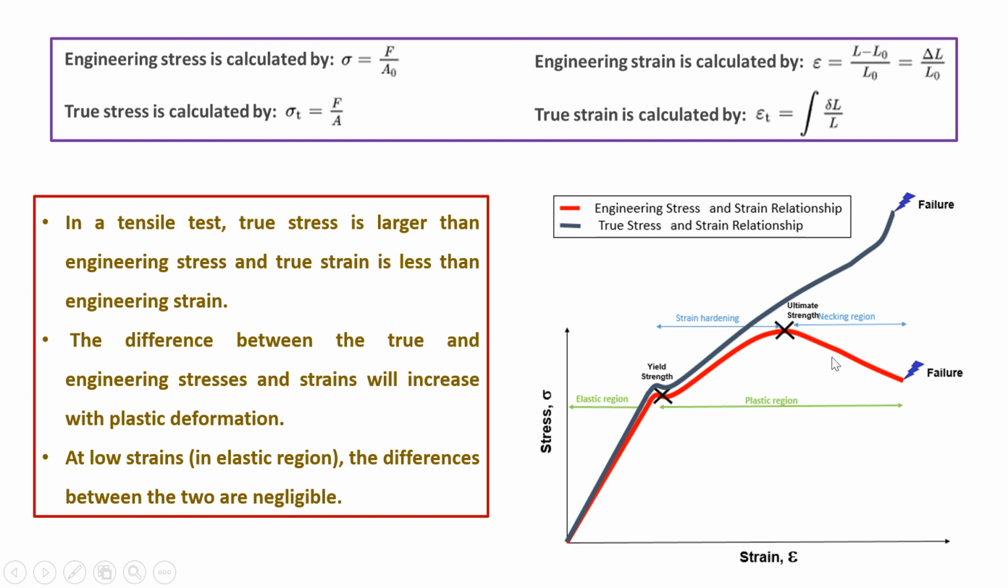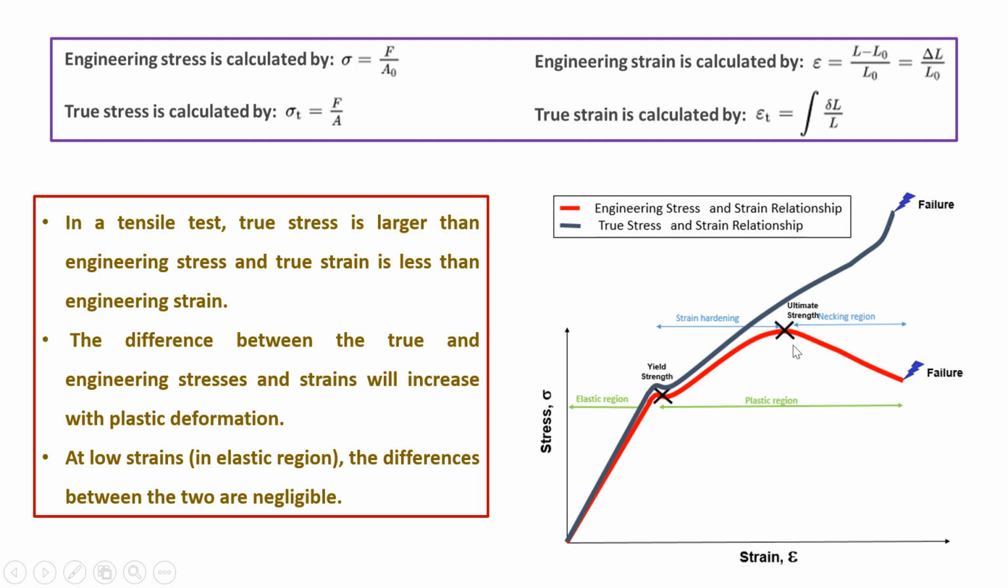So in the stress strain curve, this is the engineering stress strain curve, and this is the true stress strain relationship. So therefore we can say that in a tensile test, true stress is larger than the engineering stress, and true strain will be less than the engineering strain for a given point. And initially at lower values of stress, they will be overlapping, but as the plastic deformation goes on increasing, the difference between these two curves will go on increasing.